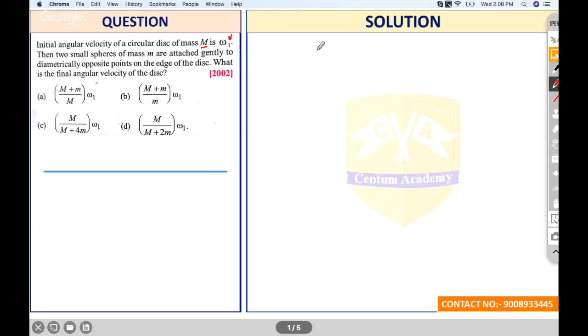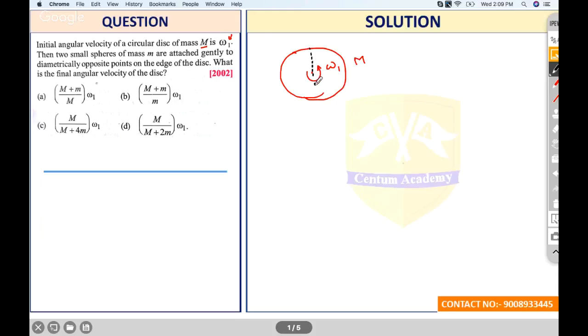Okay. So there is a circular disk that is already rotating with omega 1 angular velocity. The mass is given as capital M. Then two small spheres of mass small m are attached gently to the diametrically opposite points on the edge of the disk. So what is happening is, suppose you take a diameter.